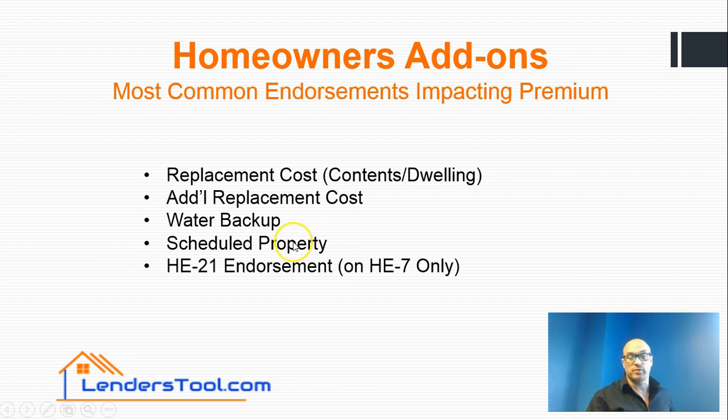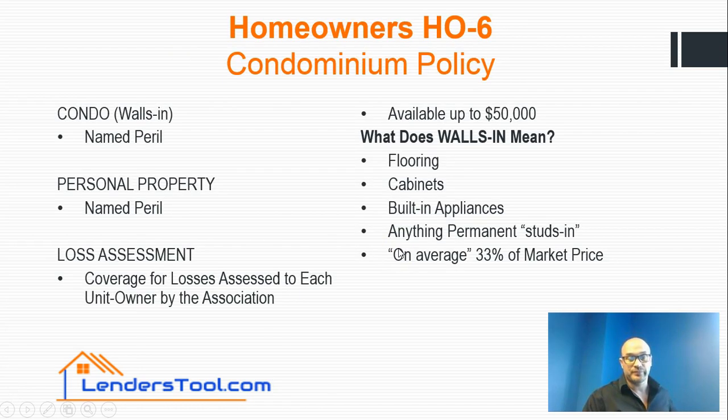And then scheduled property could be things such as nicer items like jewelry, fur, fine art, antiques, collectibles that would go beyond the limit built into your homeowner policy. You want to make sure that we have that scheduled on there for extra coverage. We can put it on a separate policy for them so that it doesn't impact any DTI issues. And then the HE21 endorsement that we put on for an HE7.